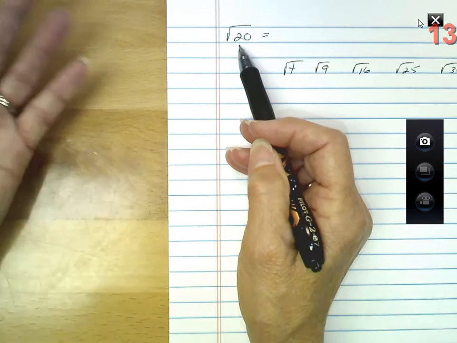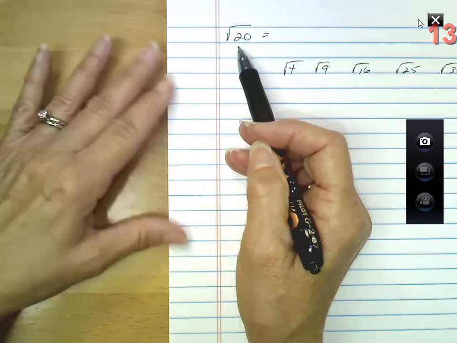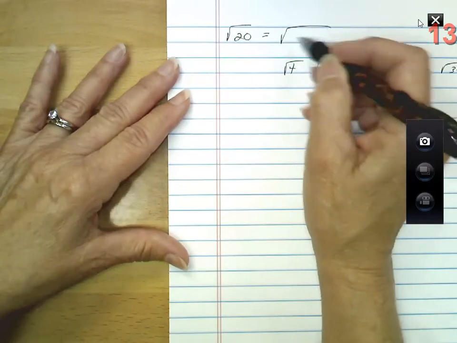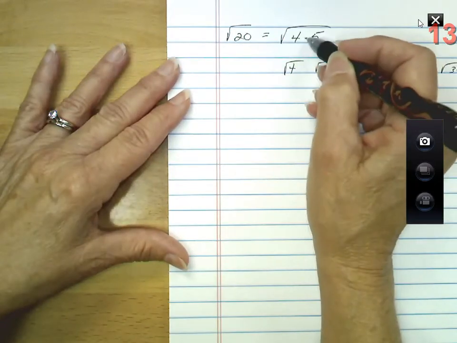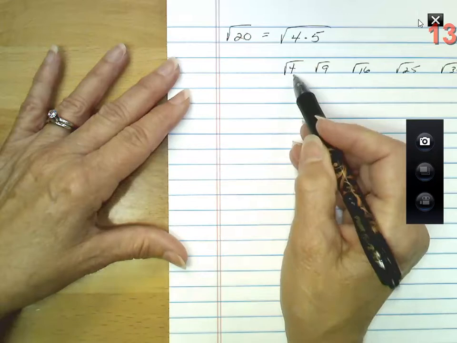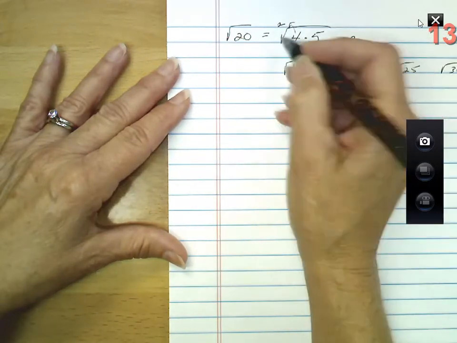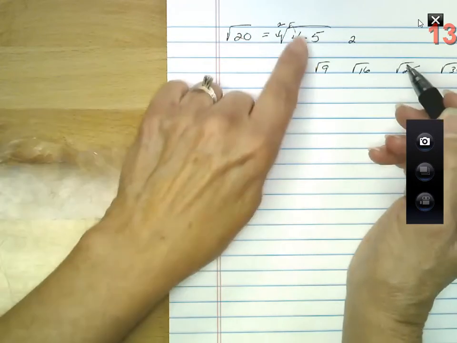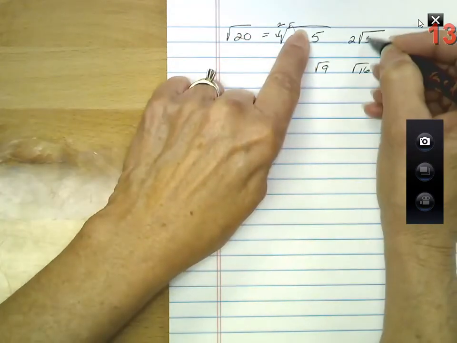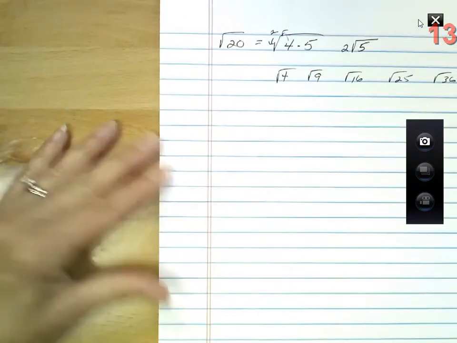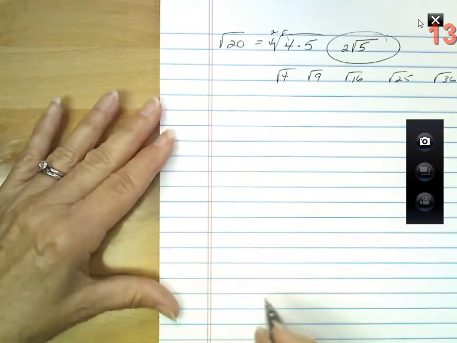It's a way to break it down, but it wouldn't help you. So if you use 4 times 5, 4 is a perfect square. So the square root of 4 is a 2. You bring it out, put it right there, and then you put down what's left, which is a 5. So that would be our answer on that one.